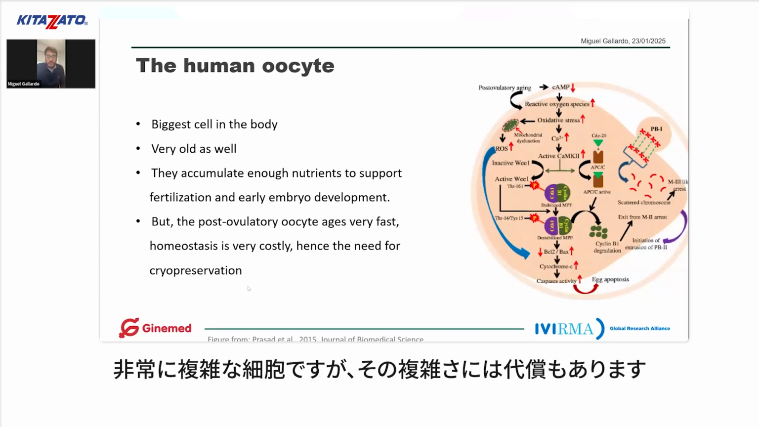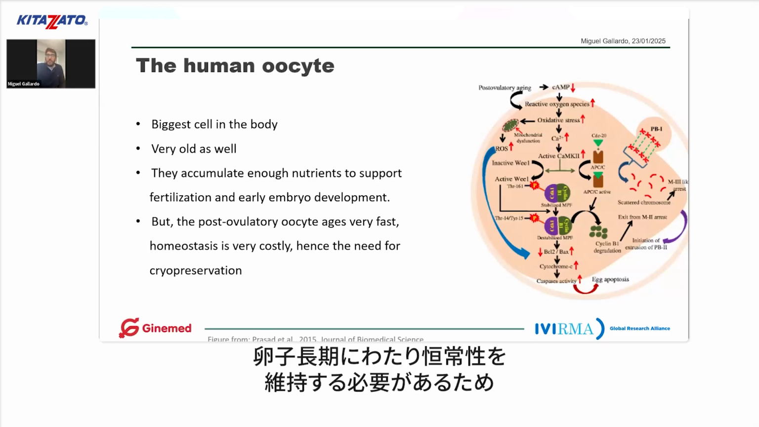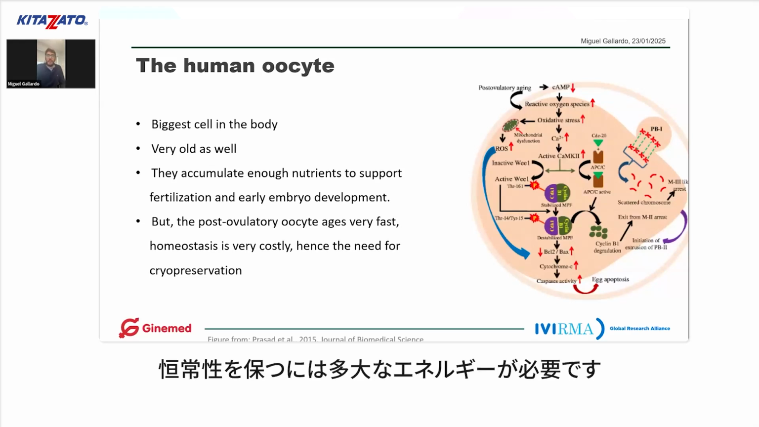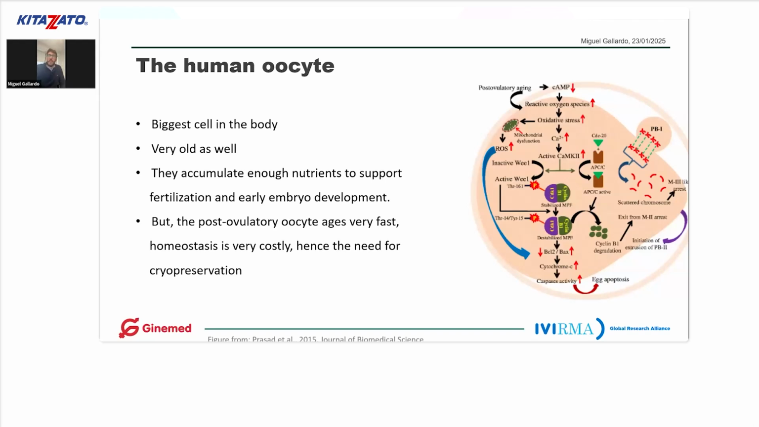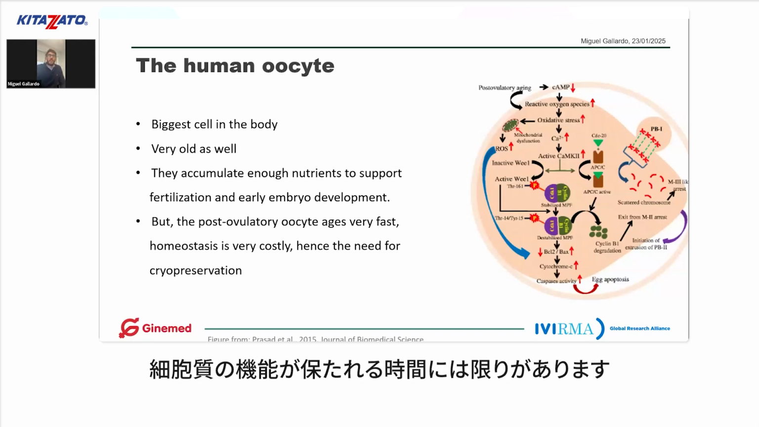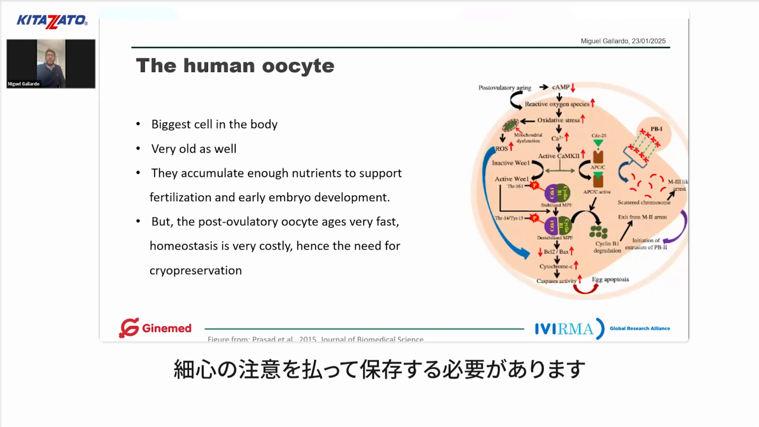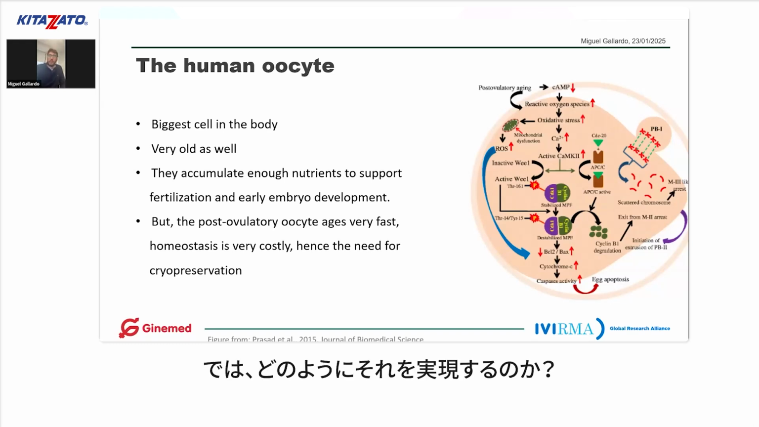So it's an awesome cell, but that complexity comes at a cost, and that is that post-ovulatory oocytes are going to age very fast. For them to hit the homeostasis, the biological balance, is very costly. So the cytoplasm is going to be only functional for so long, and we need to cryopreserve them and do so with much care so we avoid damaging these very delicate structures. So how are we going to do that?